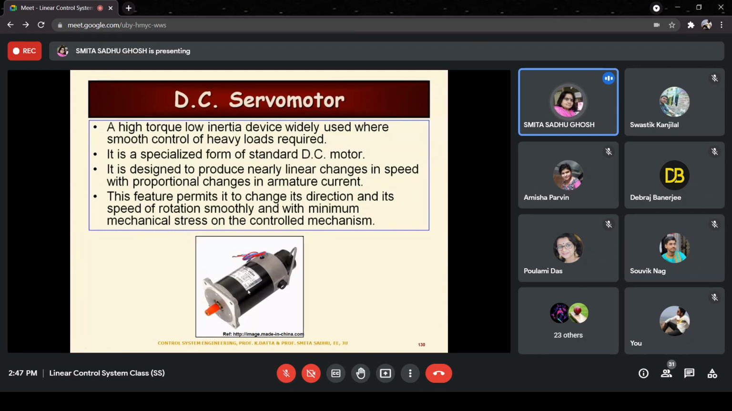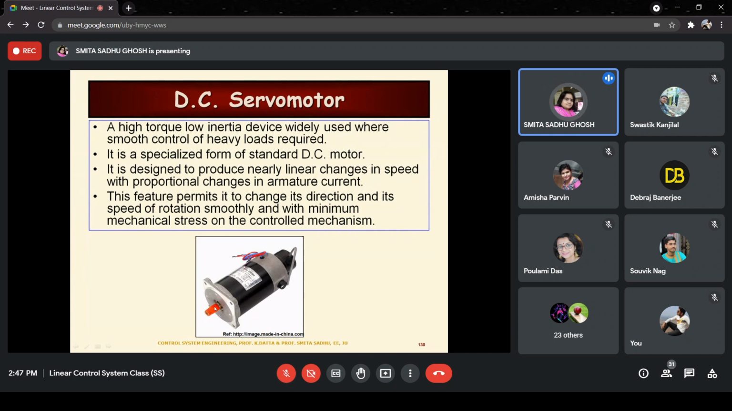So you can see the figure or the picture that you see over here, taken from the net, but the source is given over there as well. You can see that typically this is how servo motors are going to look. You see that the length is long. It's a long motor, whereas the radius is small.